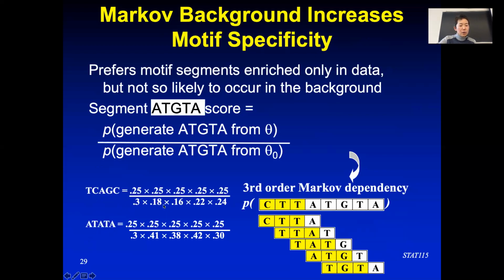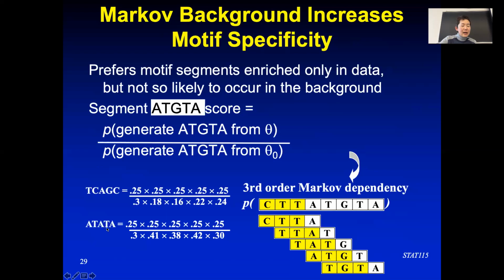But when we use a Markov background to score TCAGC, you can see here, initially it might be like this for the T, but because TCAGC is not so likely to appear in the genome background, we get slightly smaller numbers in the denominator. Whereas with ATATA, by this time you are already seeing ATATA, so you suspect that you are in a repeat sequence.